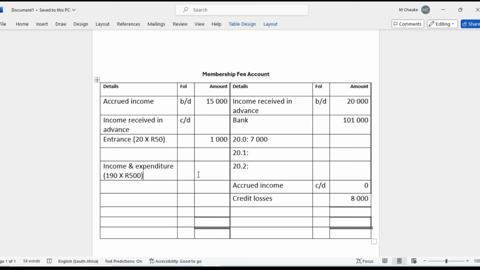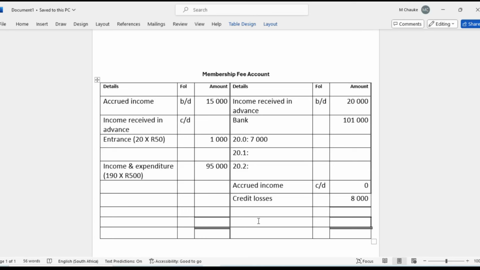Let's go to our calculators and say 190 members multiplied by 500 rand. I got 95,000. So 95,000 is our income and expenditure, right? So 95,000 is our income and expenditure.